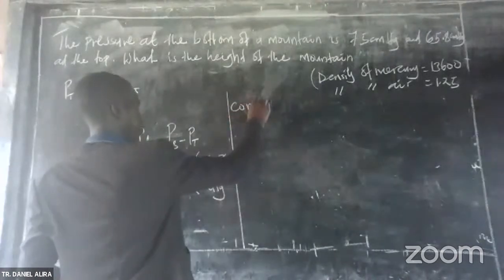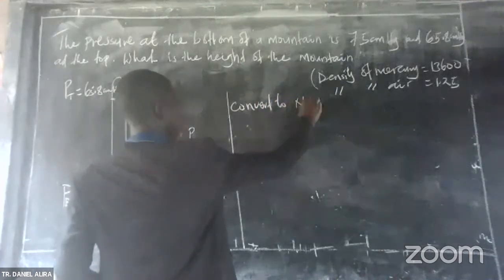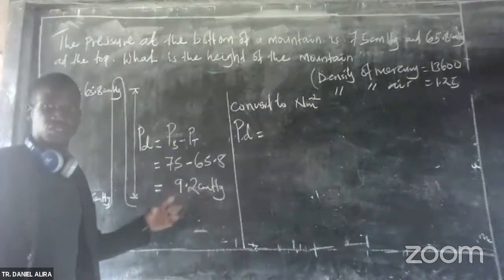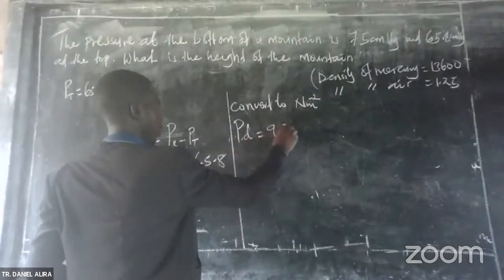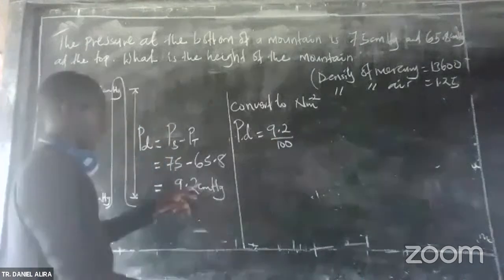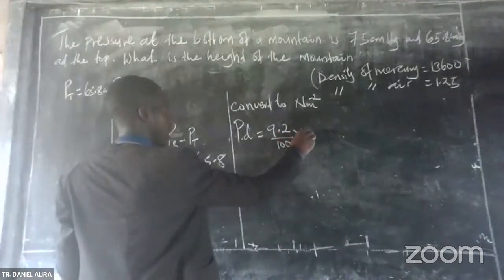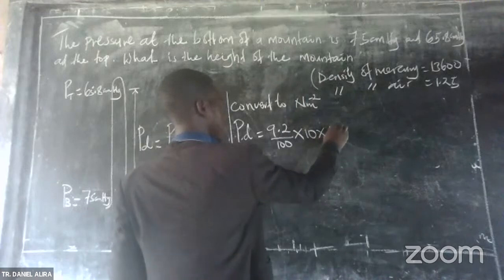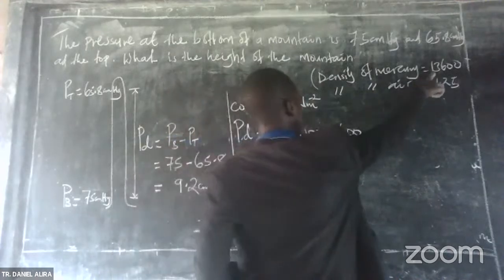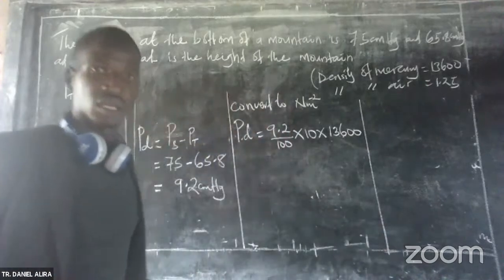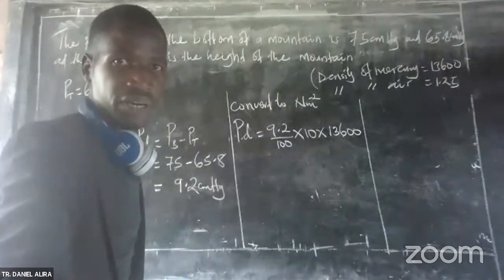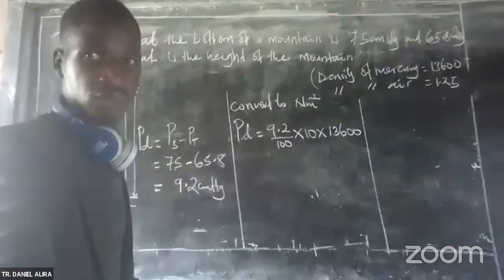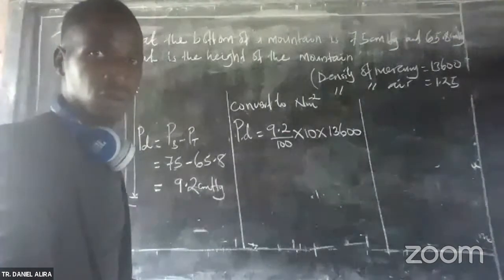The pressure difference. First, convert this to meters, you divide by 100. So that is this. Then you multiply the acceleration due to gravity, which is 10, multiplied by the density of mercury, which is 13,600. Good. Can you give us the answer? Somebody with a calculator, what do you get there? Yes, Joshua.